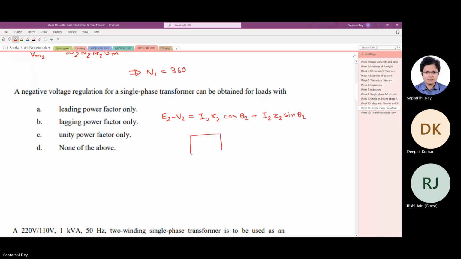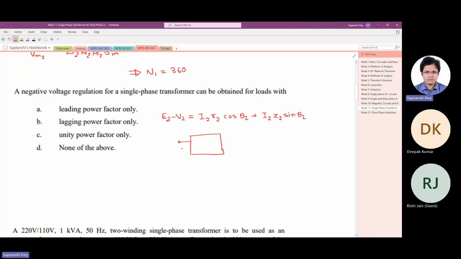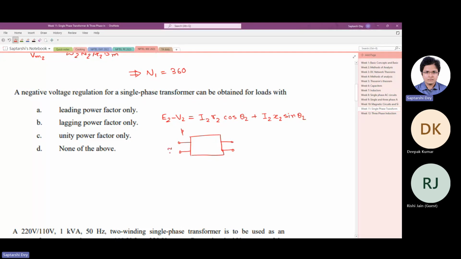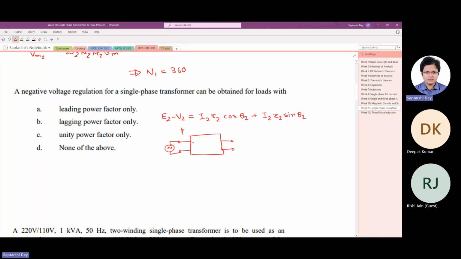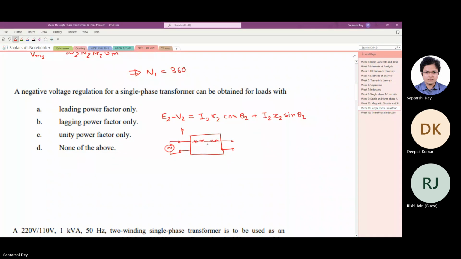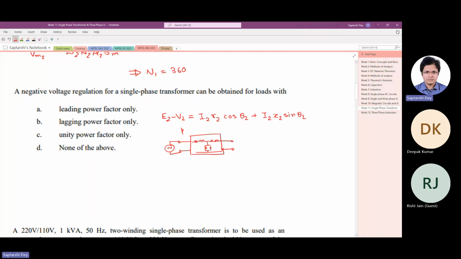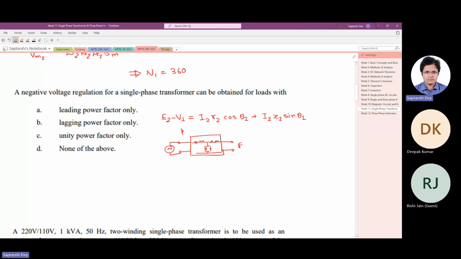So voltage regulation is, say you have a transformer. This is, say, one end. Let us call this primary, and the other end. Now you connect a supply voltage source to this. This is a non-ideal transformer. It has non-idealities involved. Now, once you supply this, you get some voltage, which is the induced EMF in the secondary.